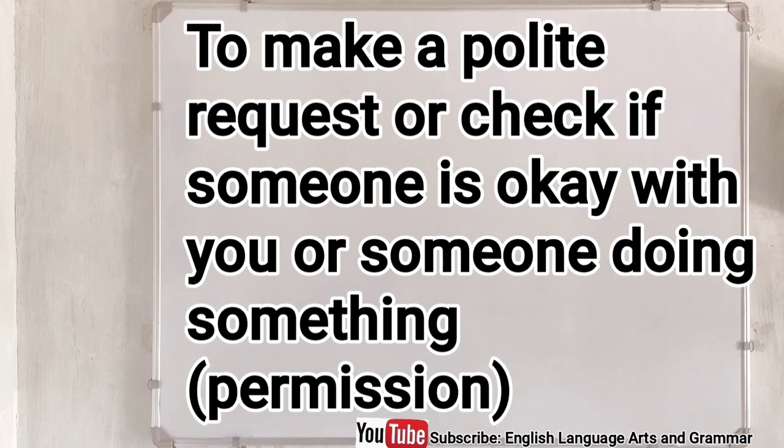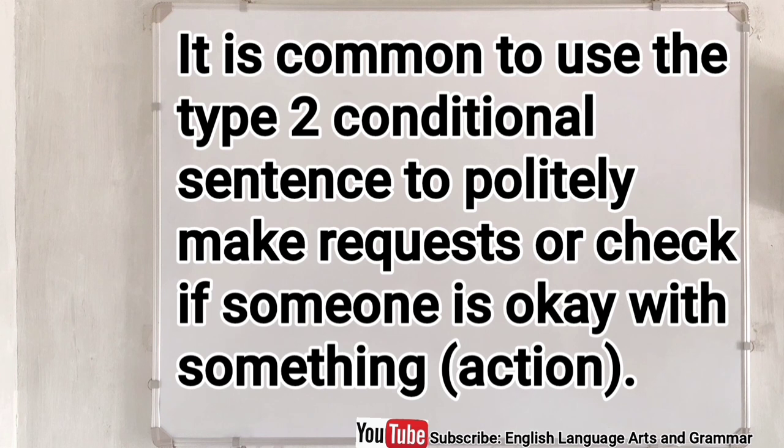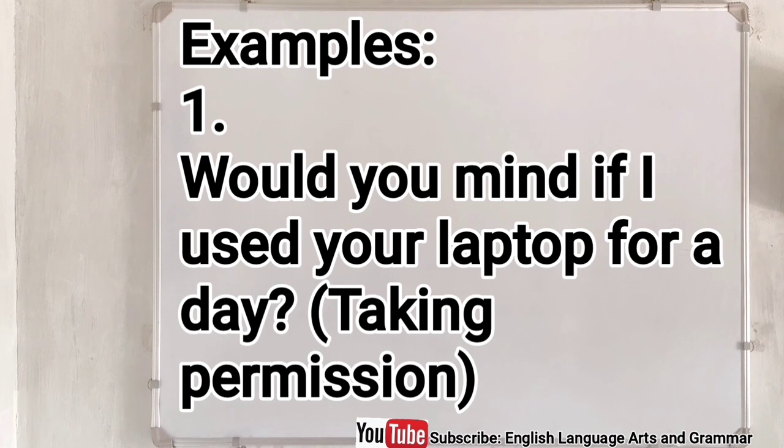Type 2 conditional sentence is also used to make a polite request or check if someone is okay with you or someone doing something, which means permission. It is common to use the type 2 conditional sentence to politely make a request or check if someone is okay with something or an action. Some examples.